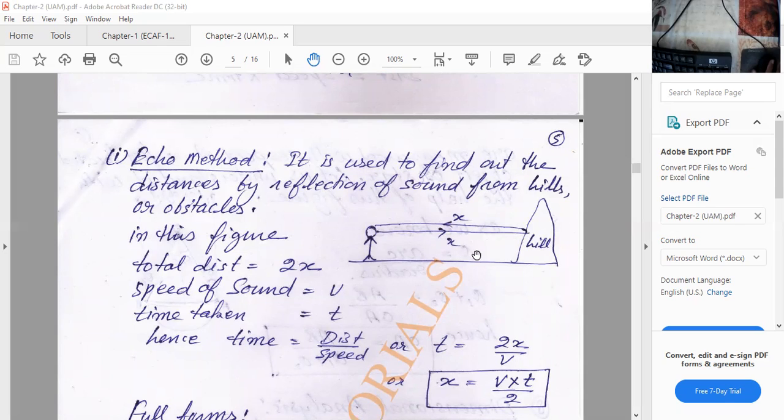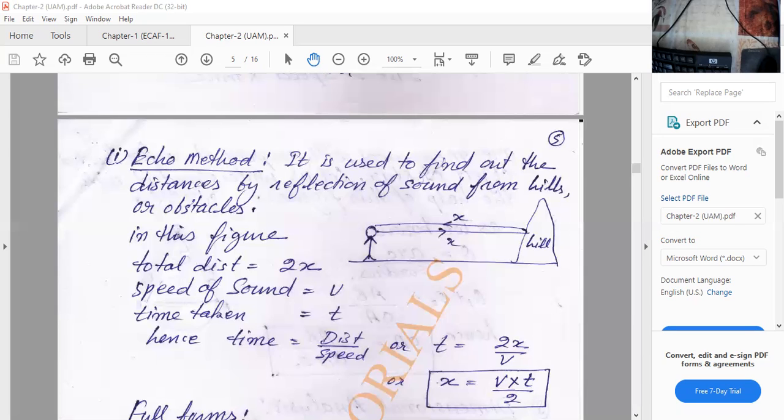If the total time is t, then time is equal to distance upon speed. So time t is equal to 2x by v, where v is the speed of the sound. By rearranging this expression, we get x is equal to v into t by 2. This formula can be used to find the distance of the hill from the person. Such a method is known as the echo method.